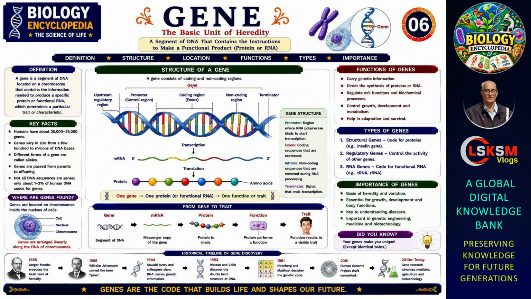6. Gene. A gene is a basic unit of heredity that contains instructions for producing functional molecules. Discover how genes influence traits, regulate biological processes, and pass information from one generation to another.